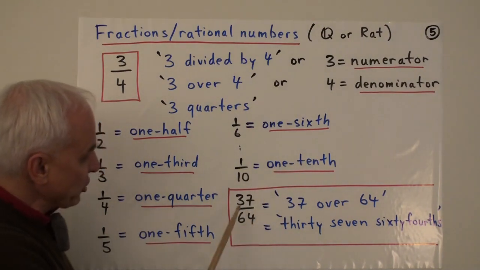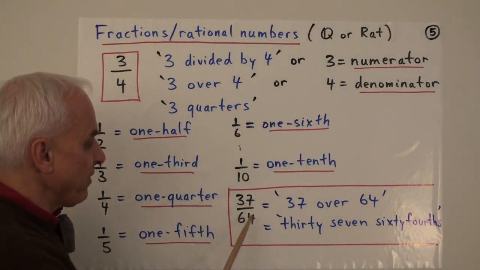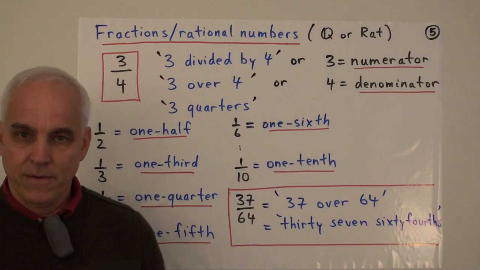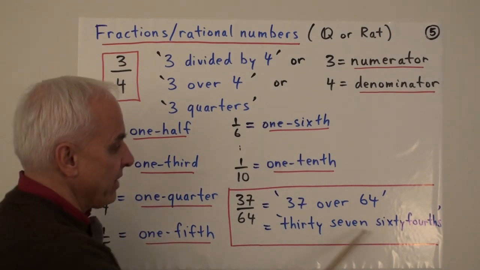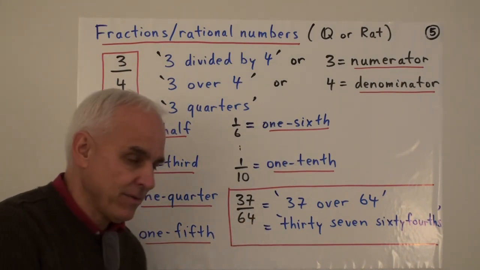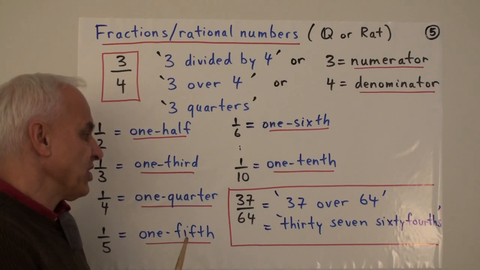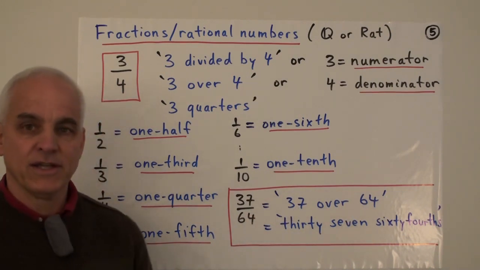If we have a bigger fraction, perhaps like this one, we would read this as 37 over 64. That's a simple way of saying it. This is a more complicated way of saying it, 37/64. But I suggest to you that you stick with this. This is 37 over 64.